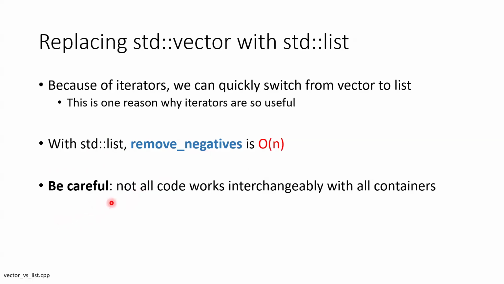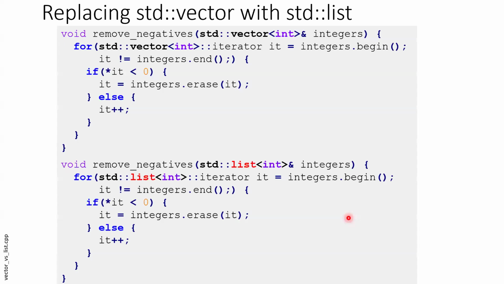Just be careful when you're switching from container to container, that not all code works interchangeably with all containers. Like if you're doing it plus 5 for vectors, this will not work for list. Just in this case, we're only doing plus plus.